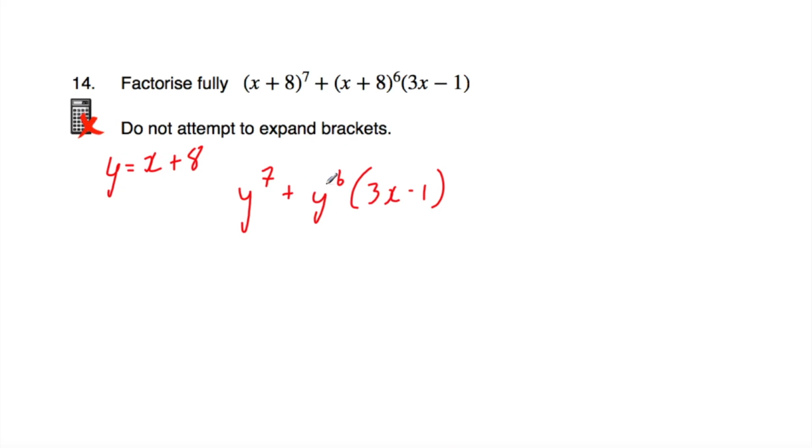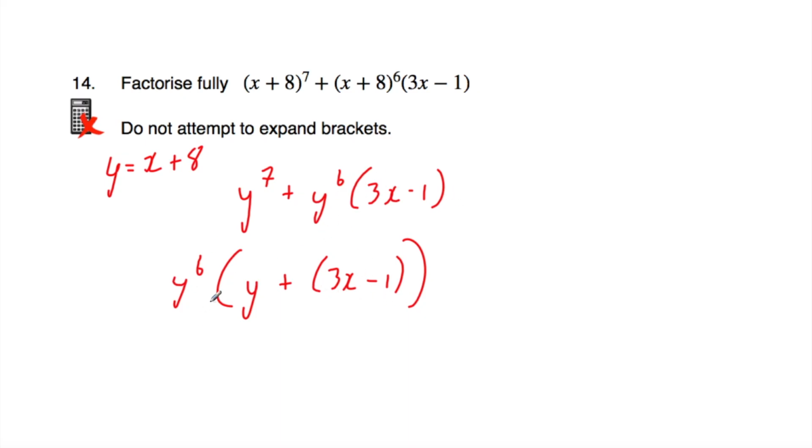So I take out y to the power of 6, so I'd have y to the power of 6, and then open up the brackets. We had y to the power of 7. If I take out y to the power of 6, I'd be left with y, and then plus. And with this part, y to the power of 6 times (3x minus 1), if I take out the y to the power of 6, I'll be left with the 3x minus 1, close brackets. So let's just check this. y to the power of 6 times y would be y to the power of 7, and y to the power of 6 times this bracket would be y to the power of 6 times the bracket.